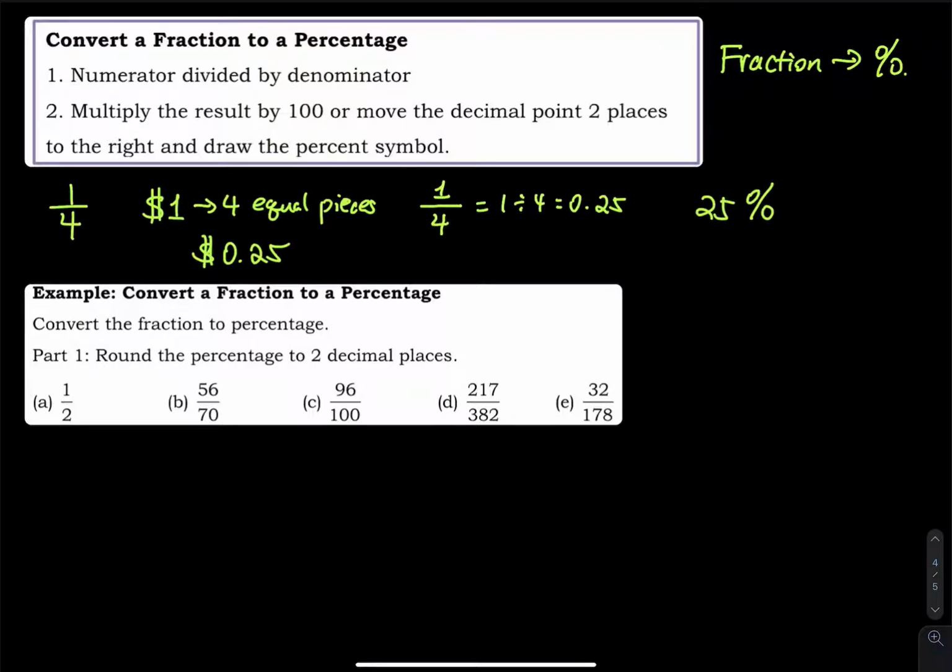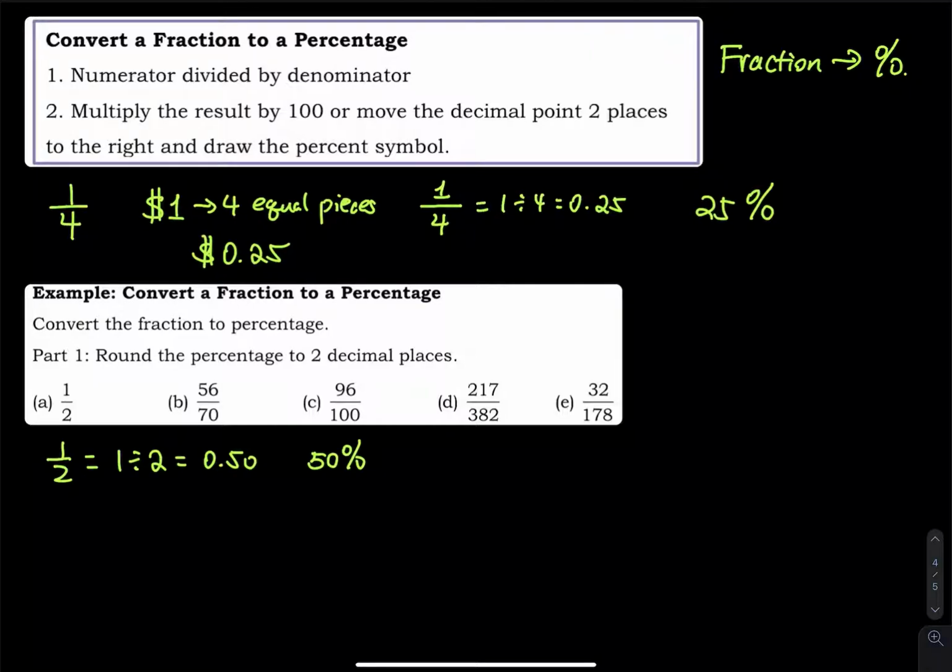All right, so first, let's convert these 5 fractions into a percentage, and we keep 2 decimal places. The first one is 1/2, so that is 1 divided by 2 equals 0.5 or 0.50. You move the decimal point 2 steps to the right, so that will be 50, and then you add a percentage symbol to it.